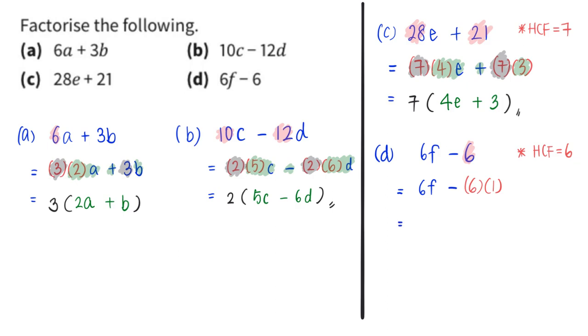And therefore, when I take out my 6 as the common factor, you will see Mr. Tan here writing f minus 1. Okay, that's how the 1 appears. And we are done with this question.